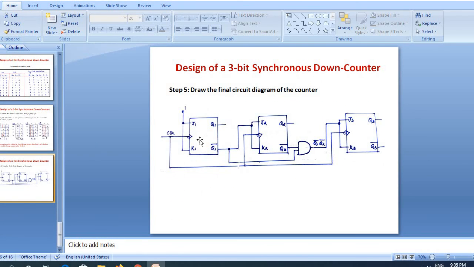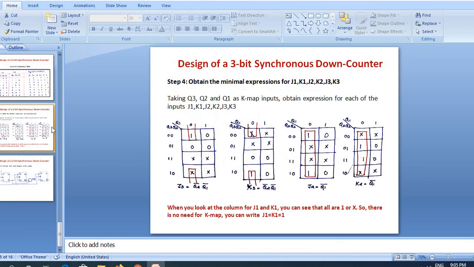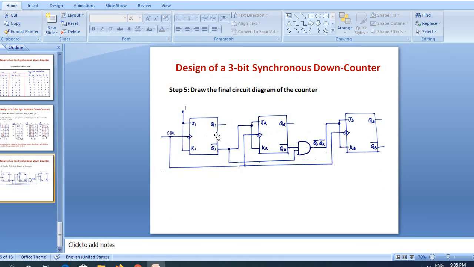Now, what is the last step? Drawing the circuit diagram. So here you can see, J3 and K3 are Q2 complement, Q1 complement. J2 is Q1 complement. You can draw the circuit with that. You draw 3 flip-flops. J1 and K1 are connected to 1. Now, Q1 complement will be connected to J2 and K2. Similarly, Q1 complement and Q2 complement will be ANDed and given to J3 and K3. Don't forget to give the clock in parallel to all the flip-flops.